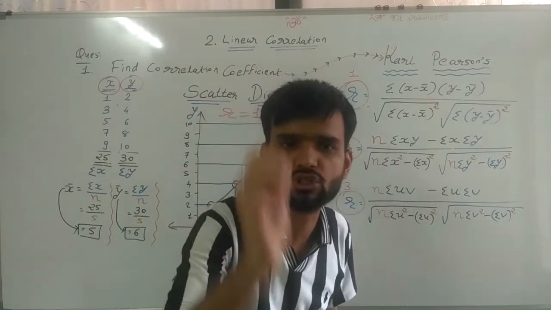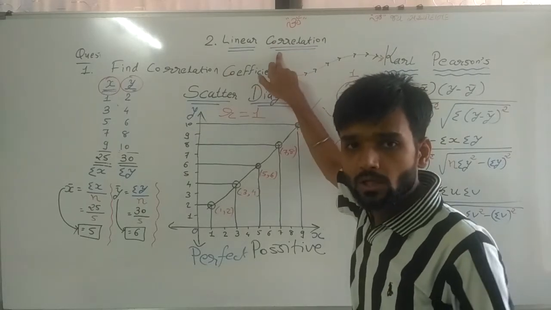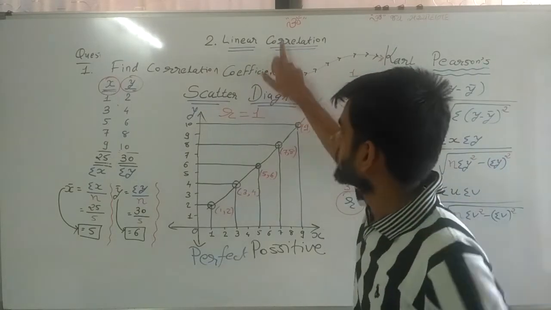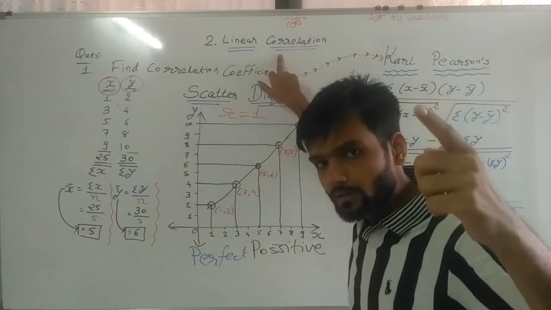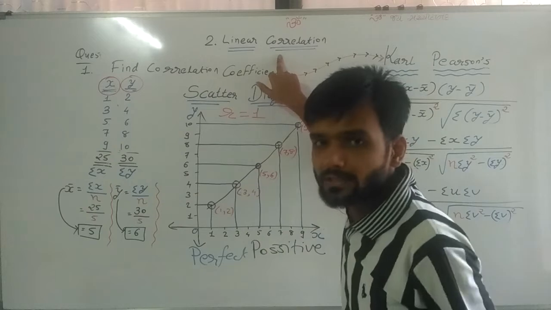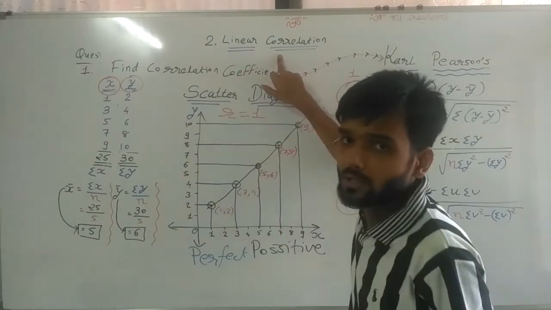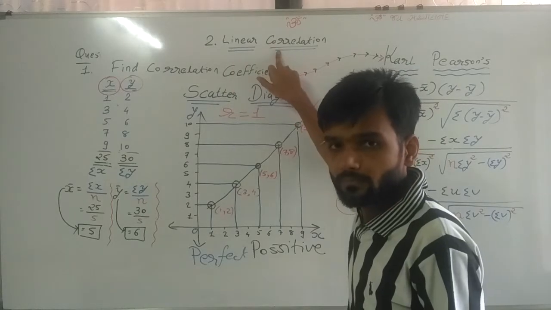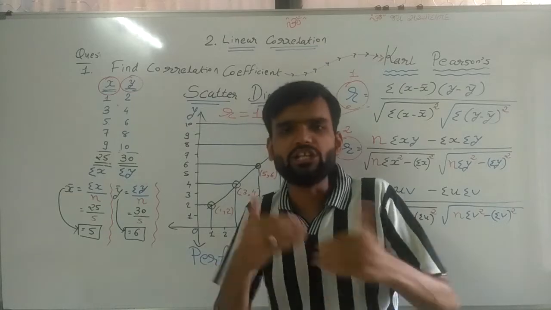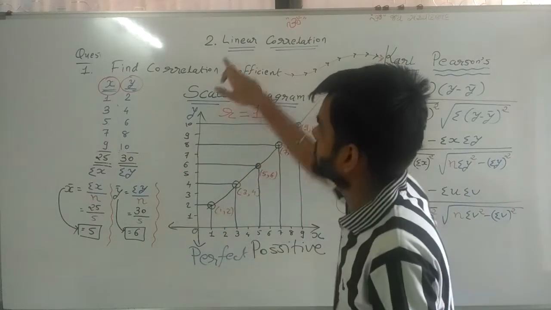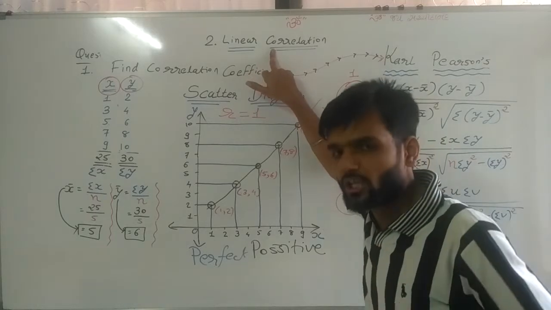The name of the chapter is chapter number 2, linear correlation. What is the meaning of correlation? It is a relation between two variables. Because one variable changes, the other variable also changes. That is the cause-effect relation. Then there is correlation between two variables. Linear correlation: if the change is in the same proportion or nearer proportion, then we can say it's a linear correlation between two variables.